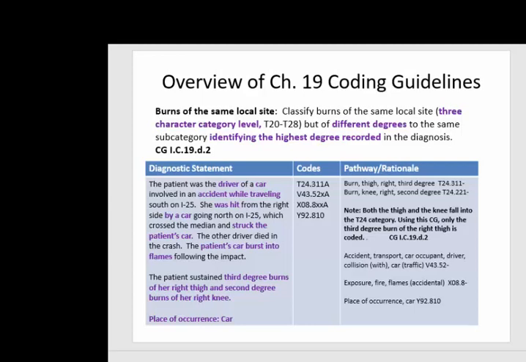So in the case that we've been given here with the car accident, the patient has a burn of the right thigh and the right knee. Both of those fall under the T24 category, but we're only going to code the higher degree. So we're only going to code the right thigh third-degree burn. There are 3 external cause codes here: the car accident, the fire, and the place of occurrence.